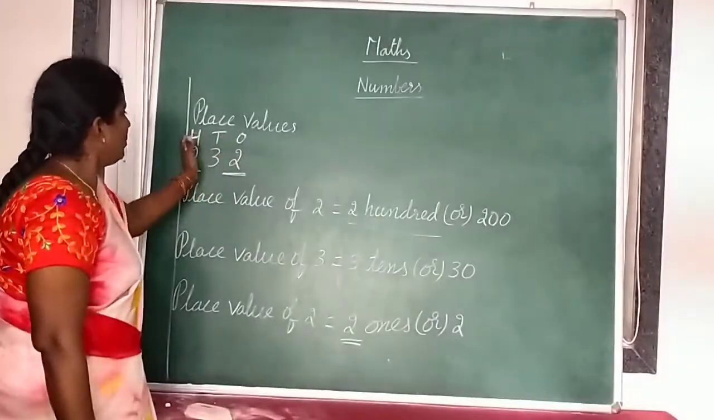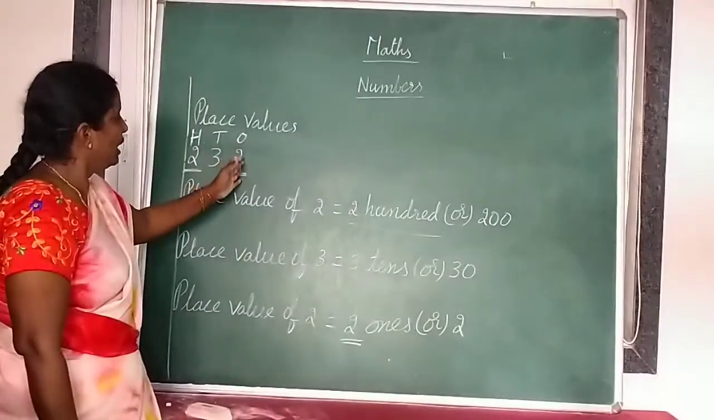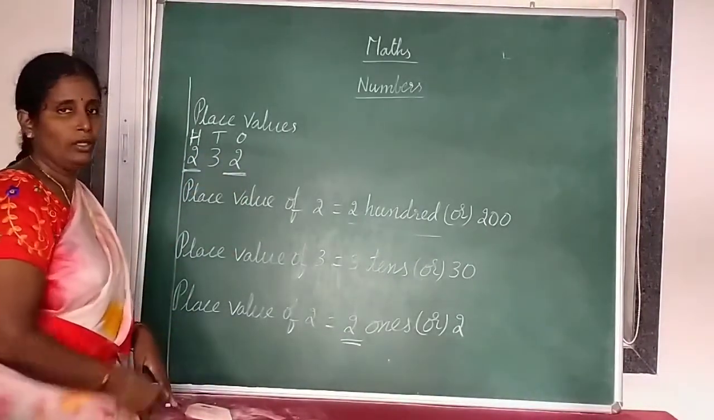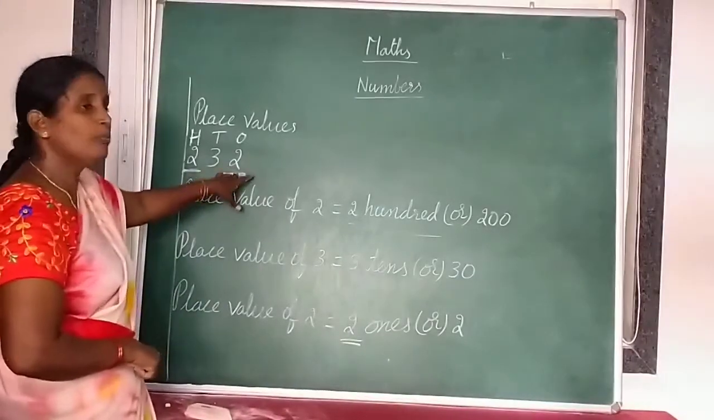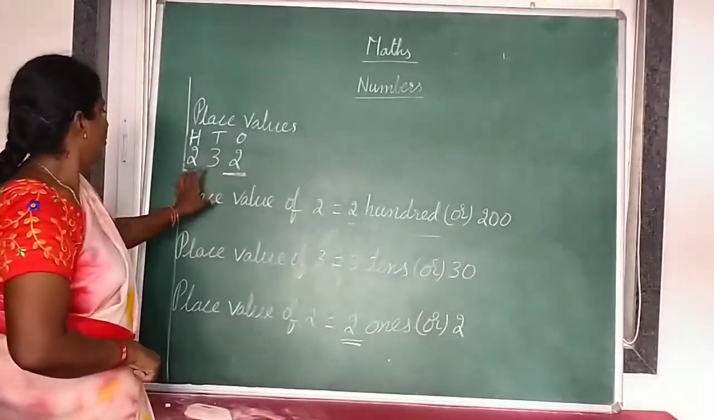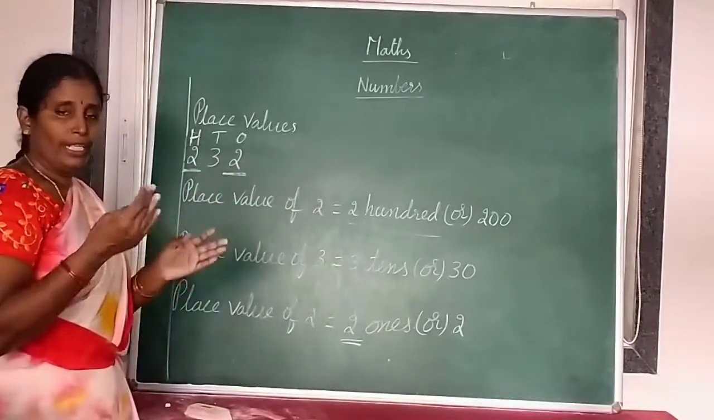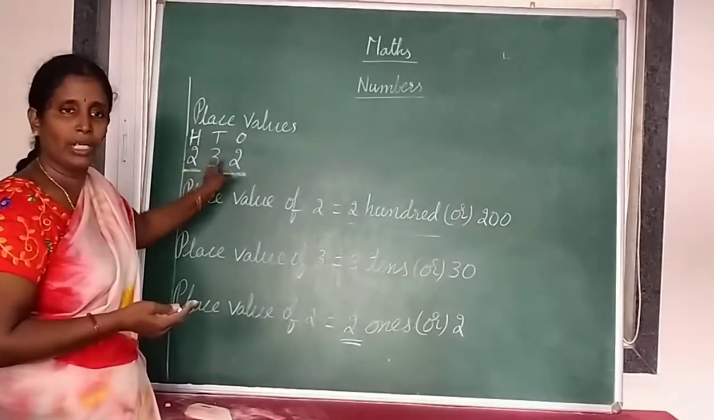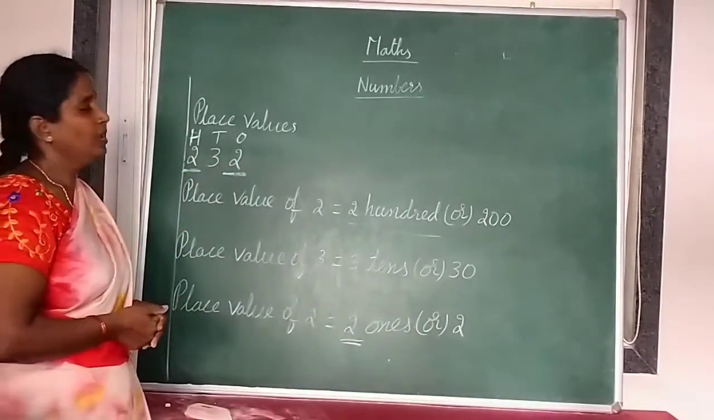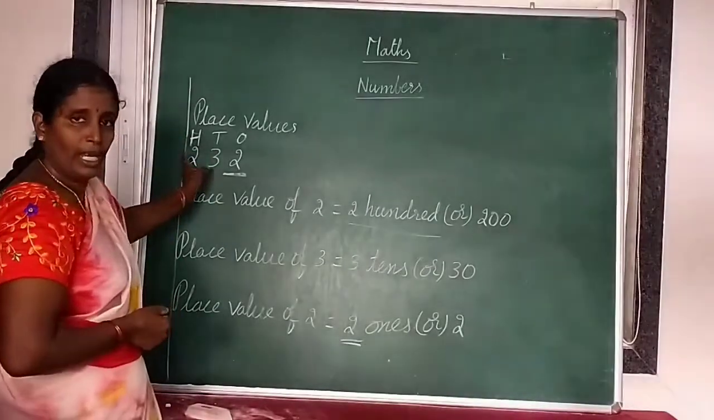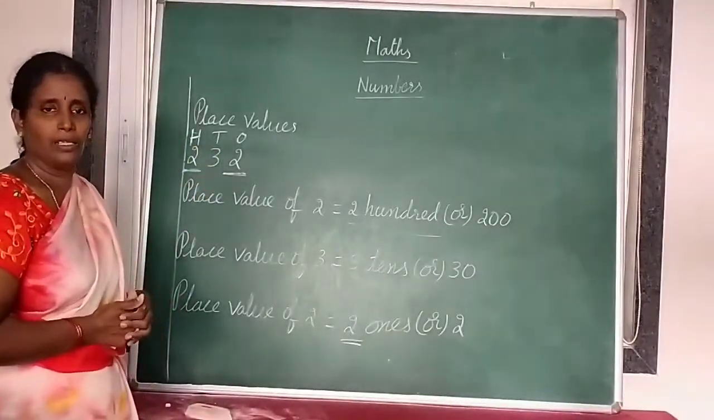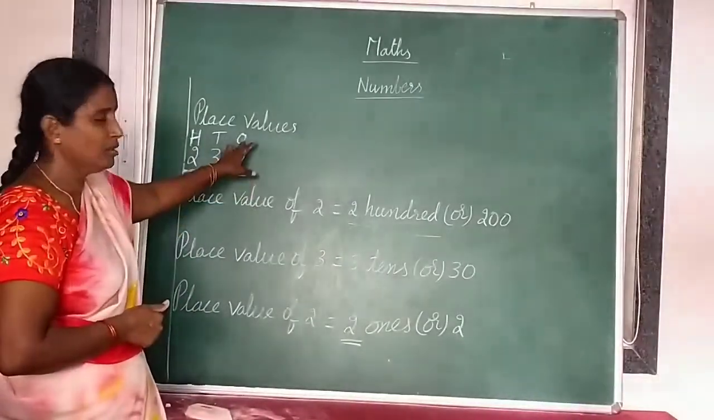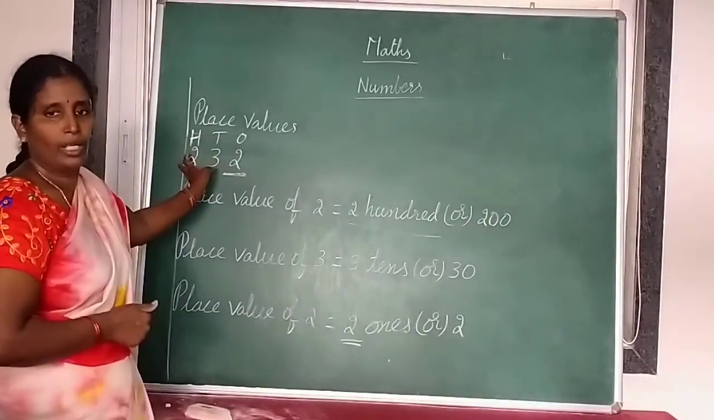Understood? So different places. That means place values depend on the position of the number. Place value of 2, if it is in ones place, is 2. If it is in tens place, what is the place value of 2? 20. If 2 is in hundreds place, place value of 2 is 200. Very good. So place values depend on position of the number. Okay. And next.